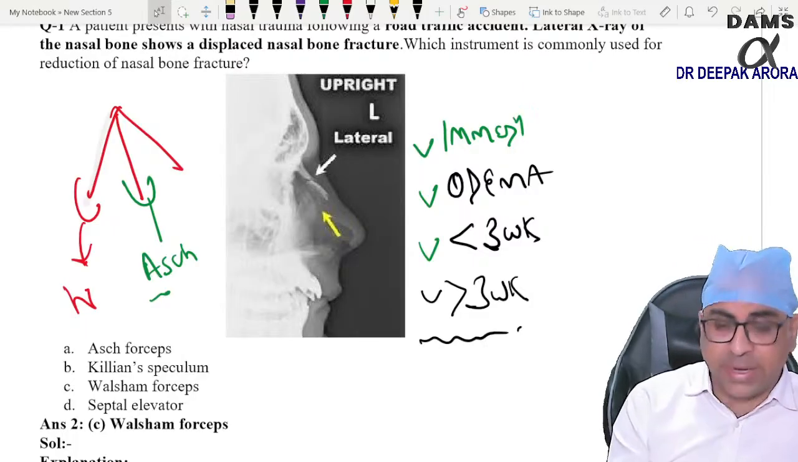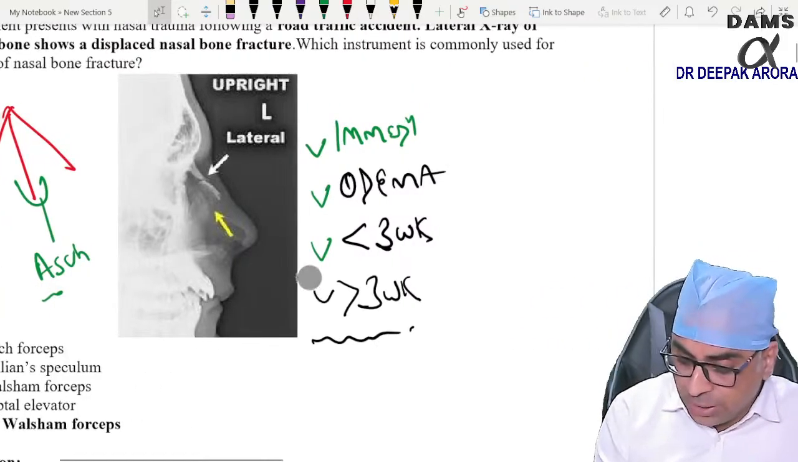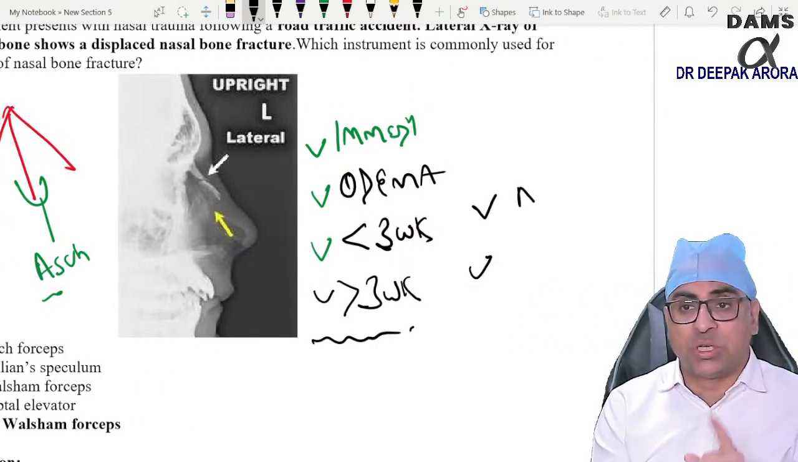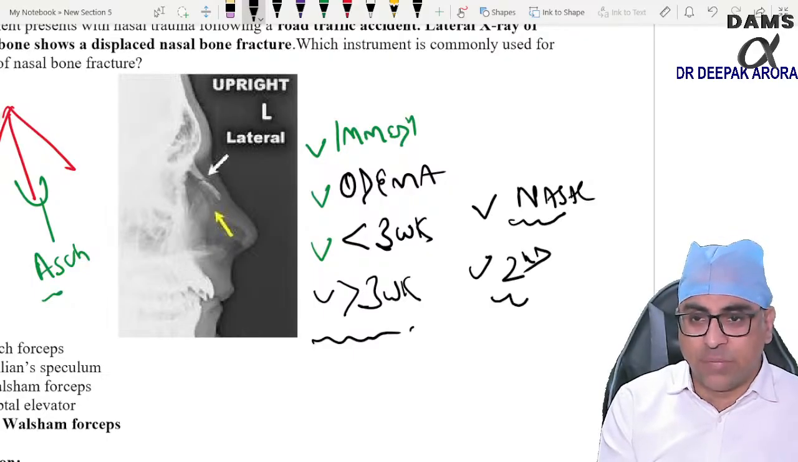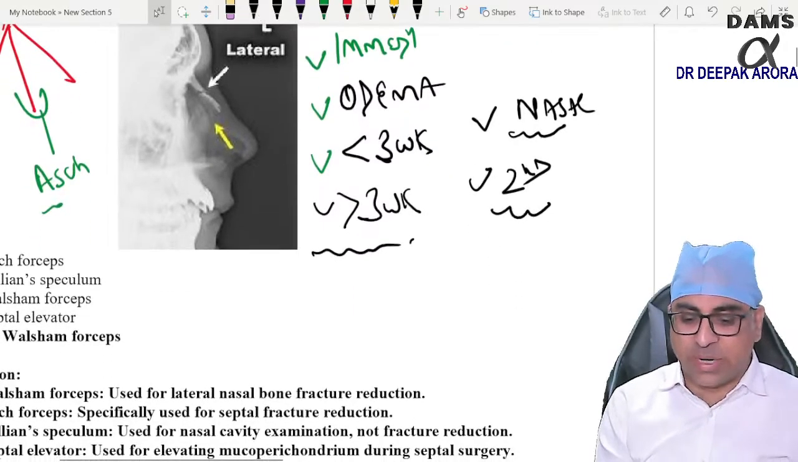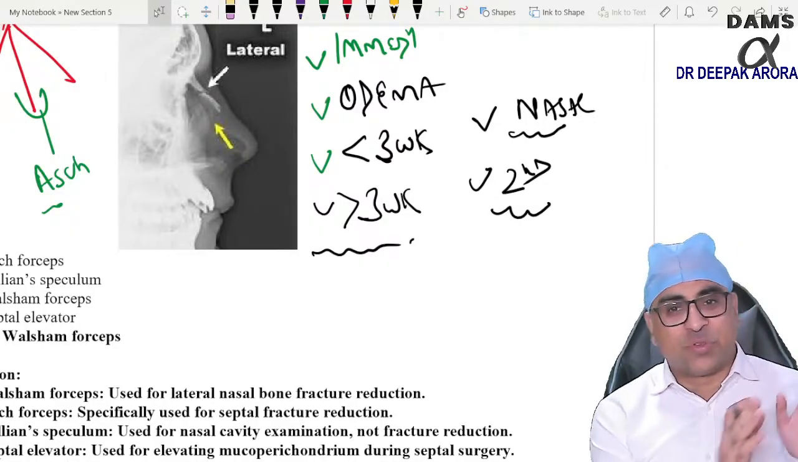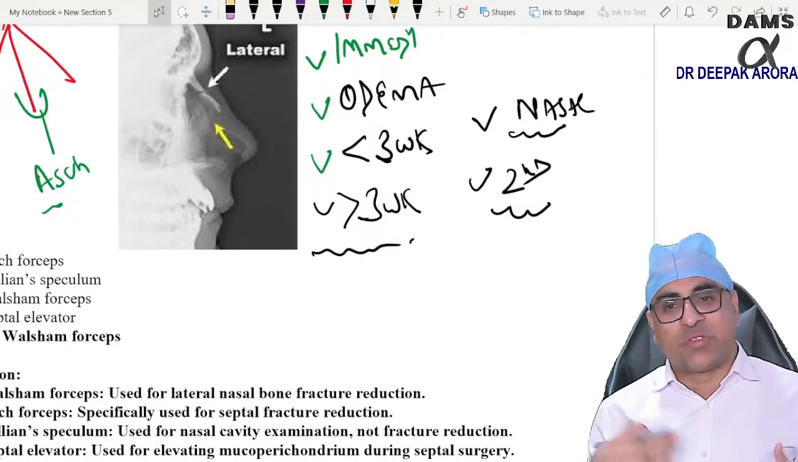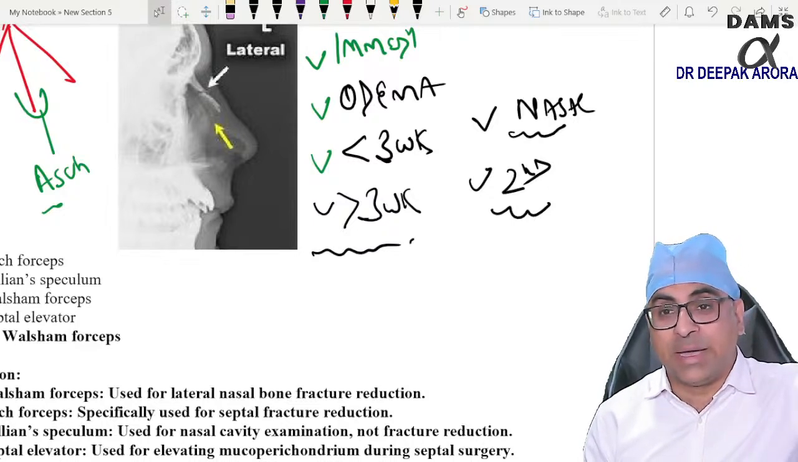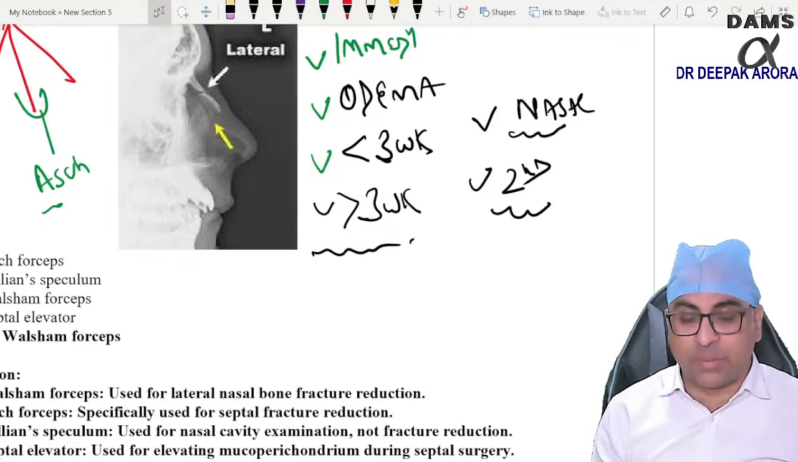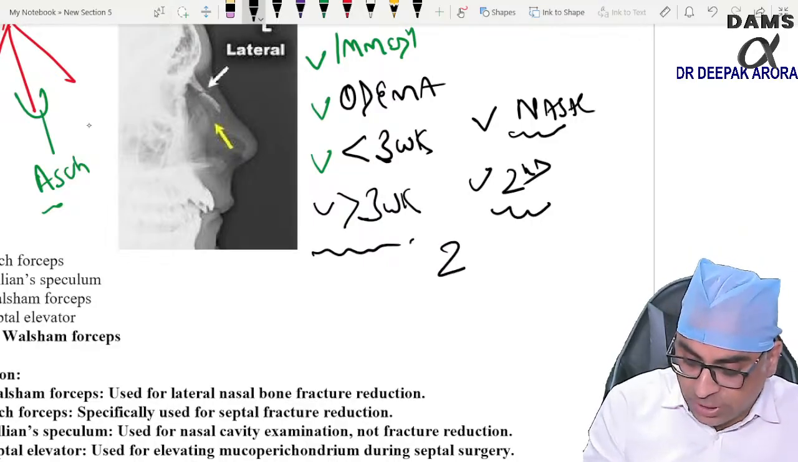Very important: in lateral view, nasal bone is the most common fracture. Can you tell me in the chat box what is the second most common? Everybody should reply. Now the exam is over. What I will suggest is let's use these recall sessions for the upcoming INI-CET examination. You tell me, what is the second most common?